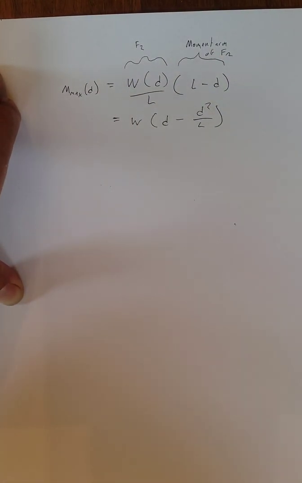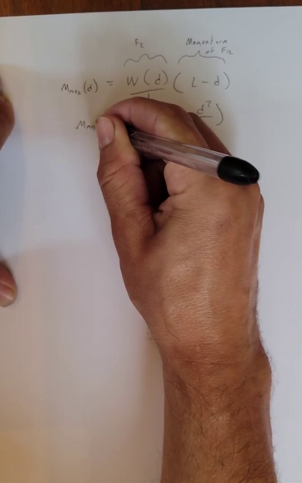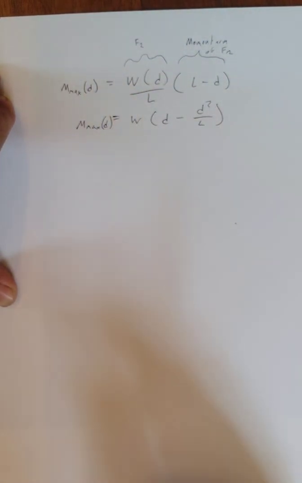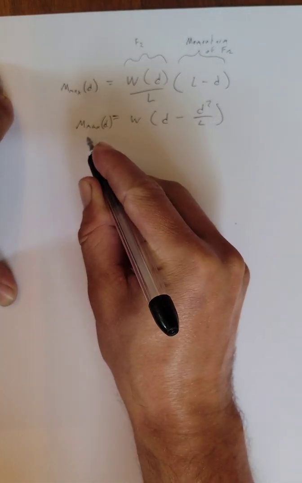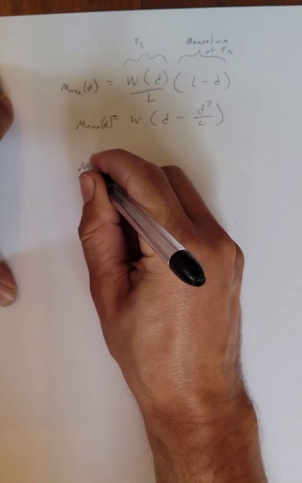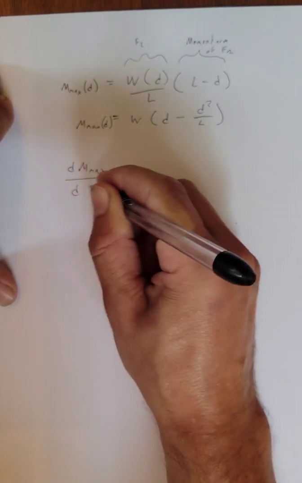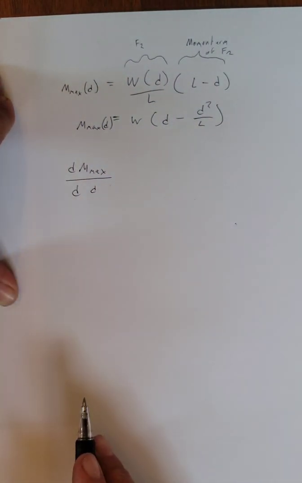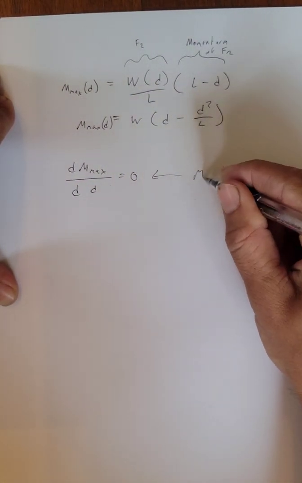Now, here's the part from calculus that is important and useful. We want to maximize this function. So if we want to maximize this function with respect to d, the approach that we can use to do that is to first calculate the derivative of this maximum moment with respect to d. So M max, we're going to calculate the derivative of that with respect to this quantity d, and then we'll set that equal to 0. This will maximize the function.